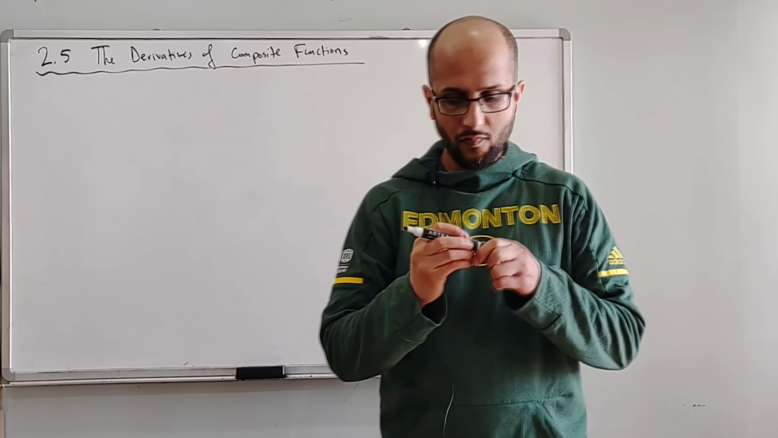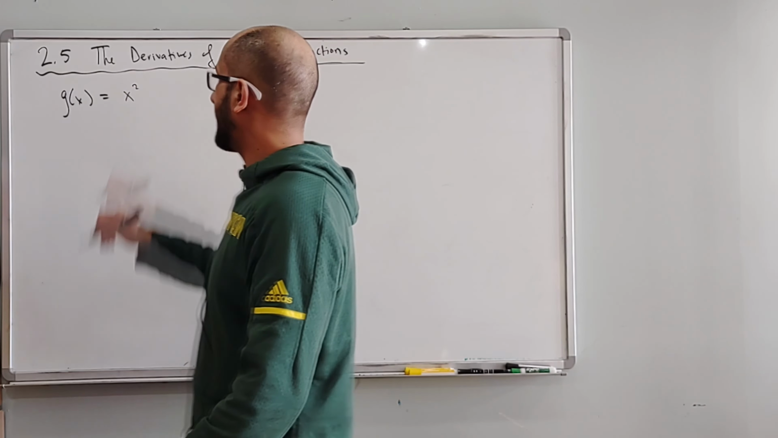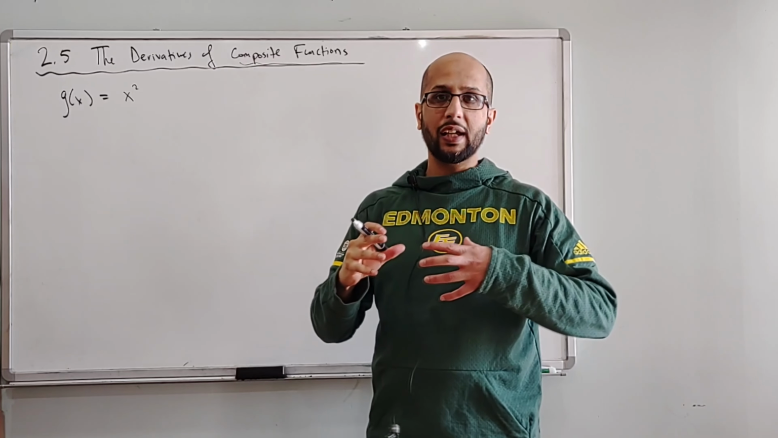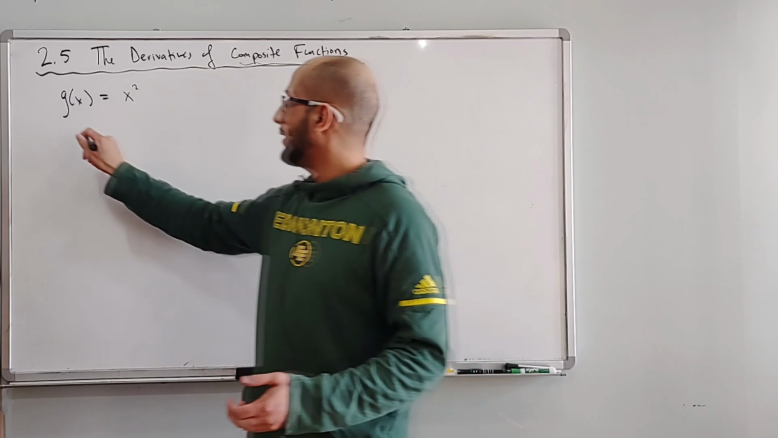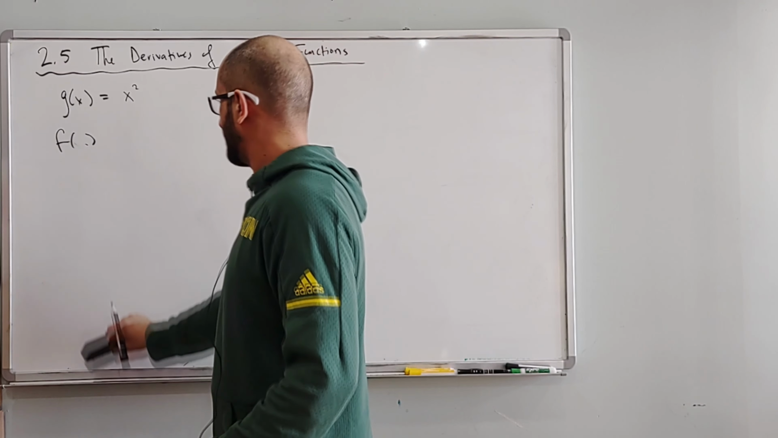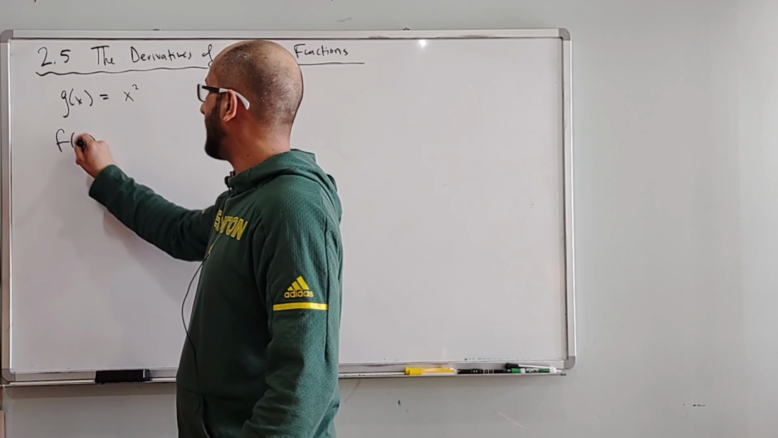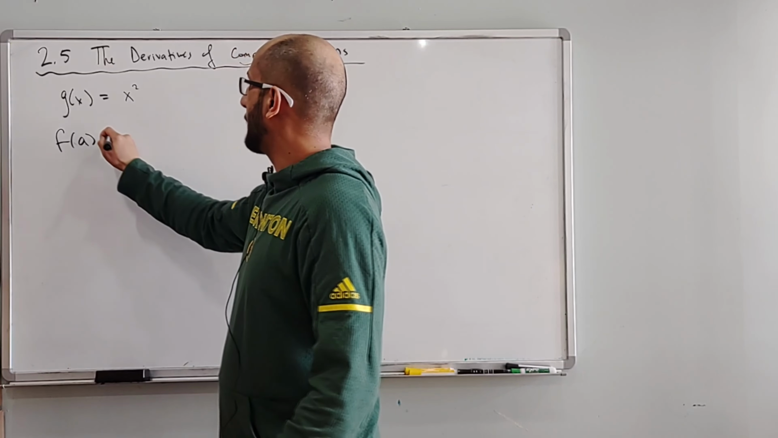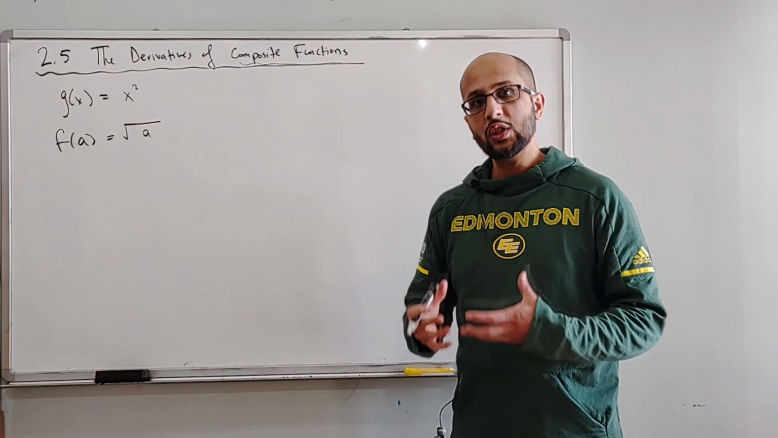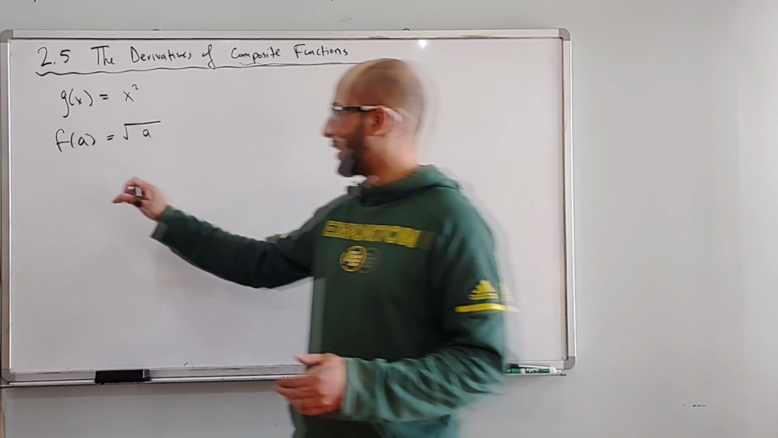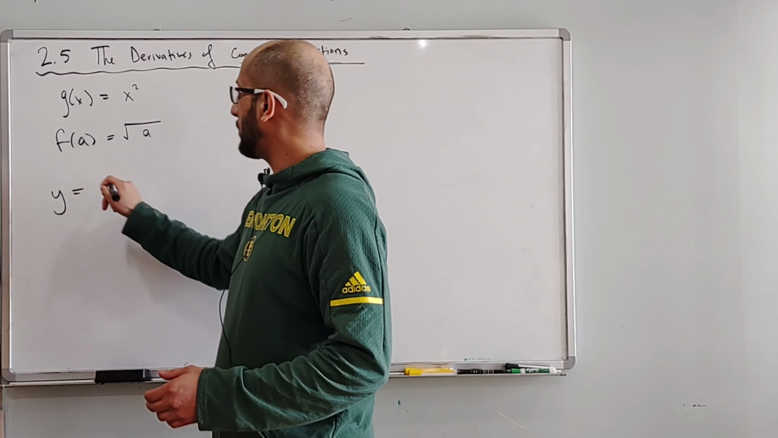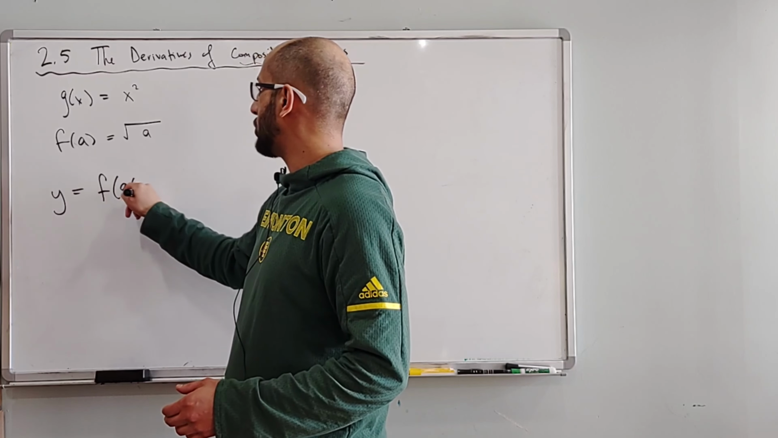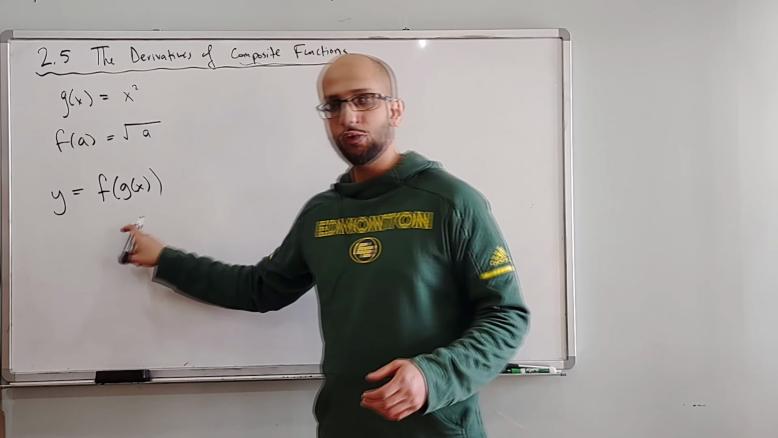functions. So for example, let's say you have a function g of x, which is equal to x squared. And then you have another function, f of a, which is going to be the square root of a. Now, if we want to make a composite function, so for example, if I say y is equal to f of g of x, so f of g.